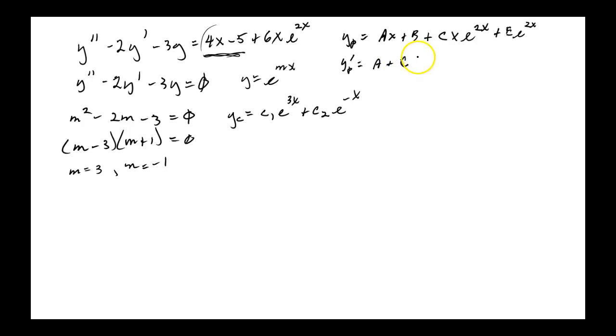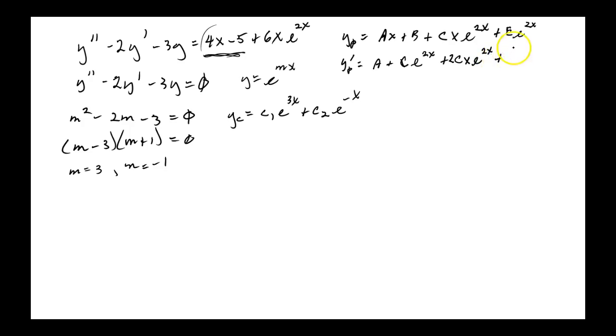Okay, you said C? Yeah, C e to the 2x, plus 2c x e to the 2x. Oh, 2c, I couldn't hear. Okay, I got you. E to the 2x. Got it?